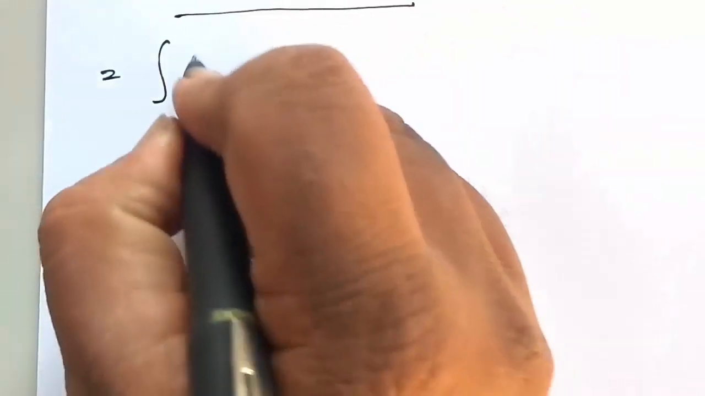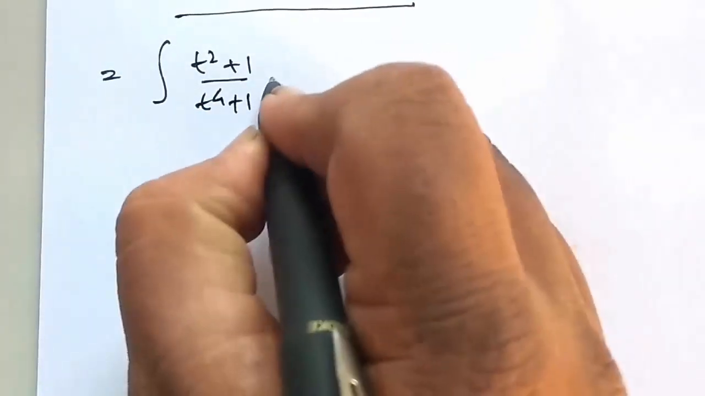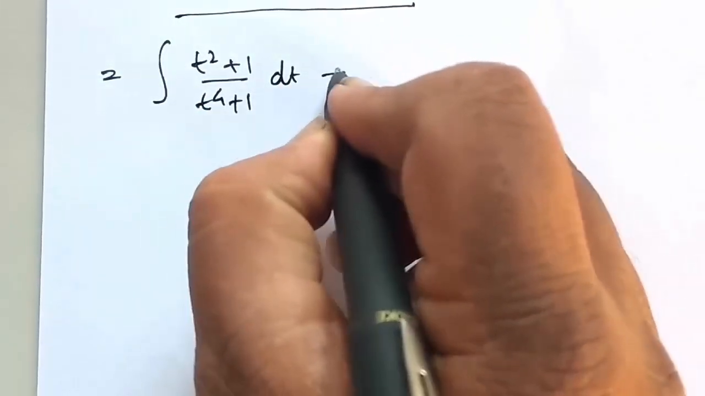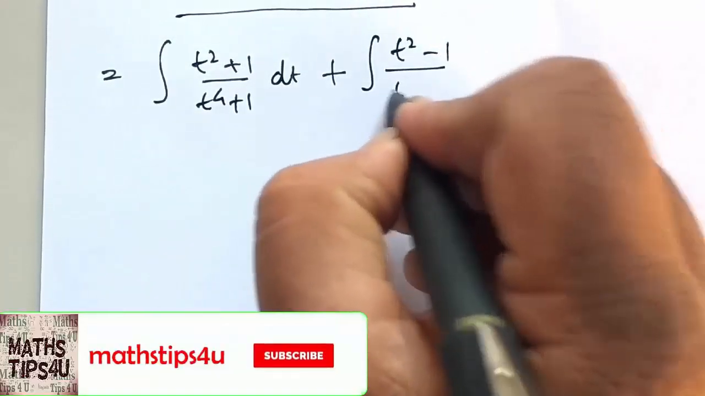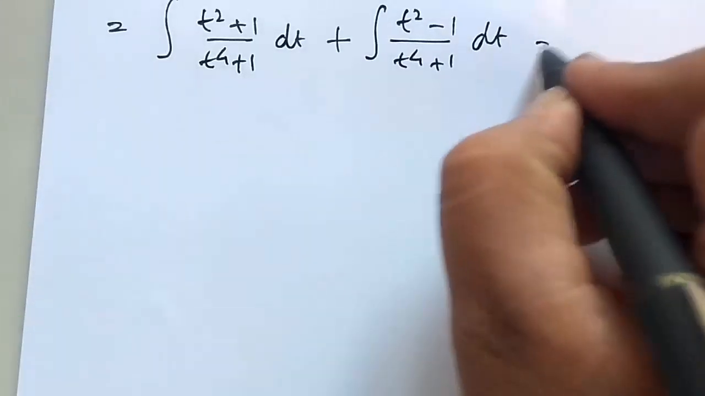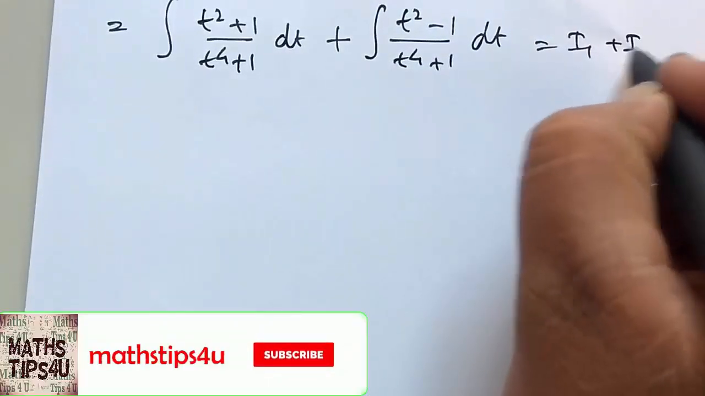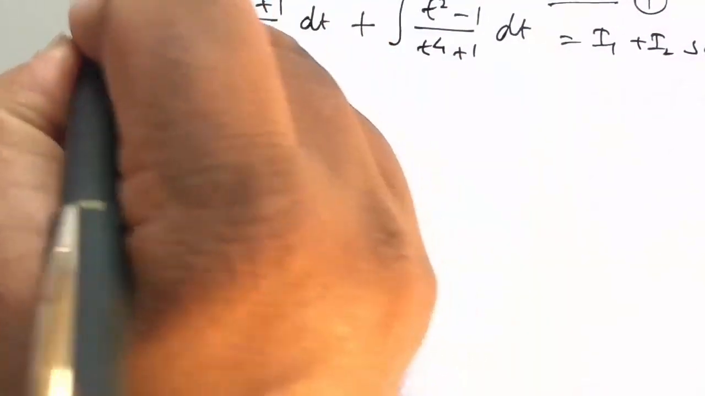Now we divide t raised to 4 plus 1 to each term. So it is integration of t square plus 1 upon t raised to 4 plus 1 dt, separating, plus integration of t square minus 1 upon t raised to 4 plus 1 dt. So this is equal to I1 plus I2. This is equation number 1. So this is equal to I.